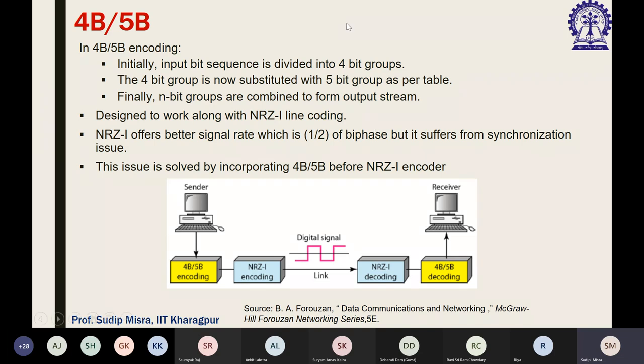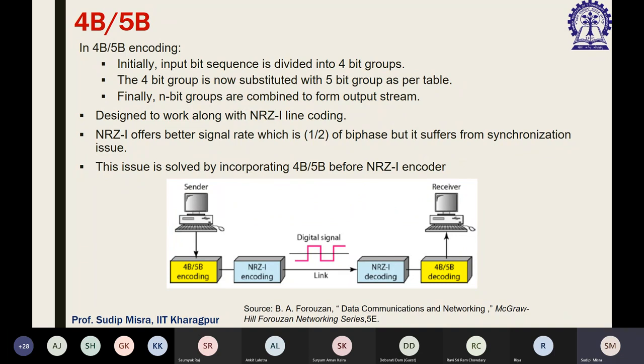Now, you have a look at this particular scheme. In 4B/5B, initially you input the bit sequence. You take the input bit sequence and you group it into 4-bit groups, right? So the m over here is 4, and then you make the substitution and create the 5-bit groups. That means n over here is going to be 5, as per a certain mapping scheme.